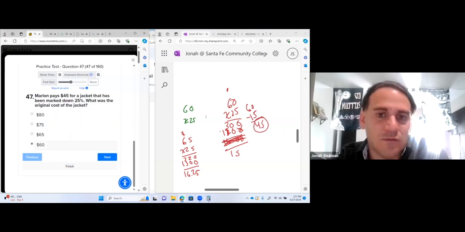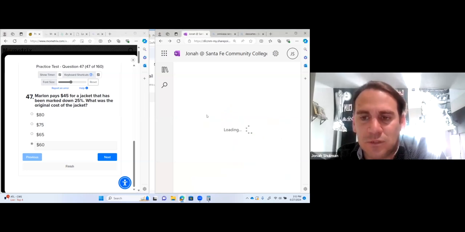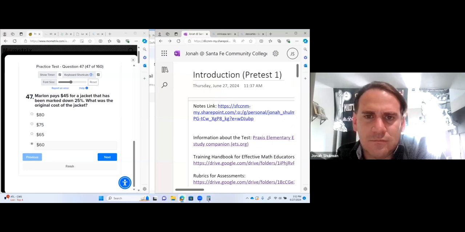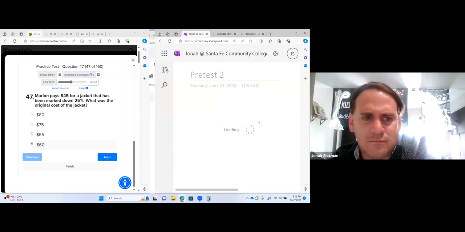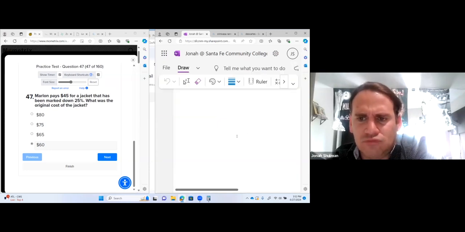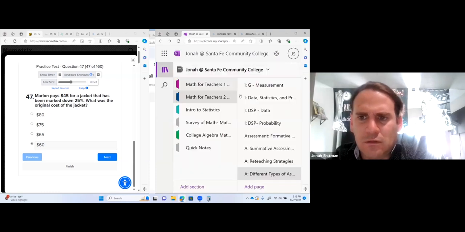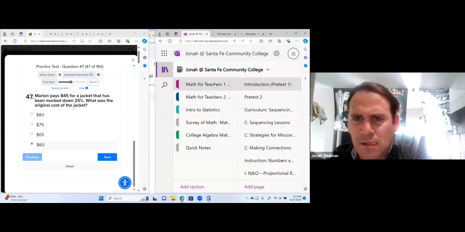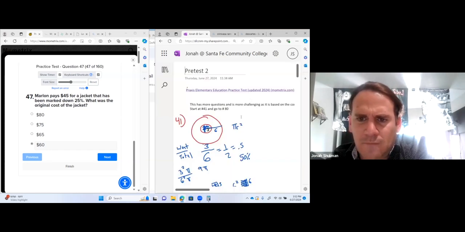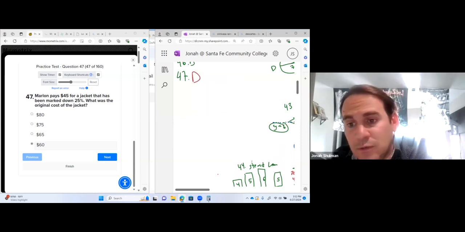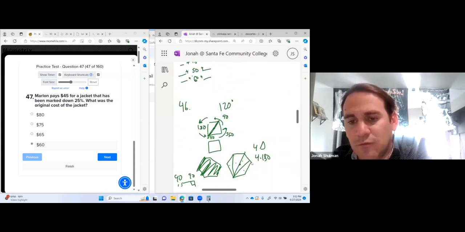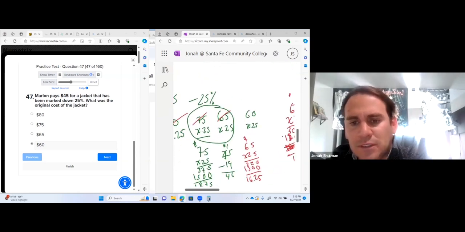So what's the right way we should have done 47, which is D? Oops. What's the right way we should have done that? I'll show you the right way. But you can go do this any way you want. I was trying to show you before that working backwards could be really helpful for students. But let's see how we're supposed to do it.